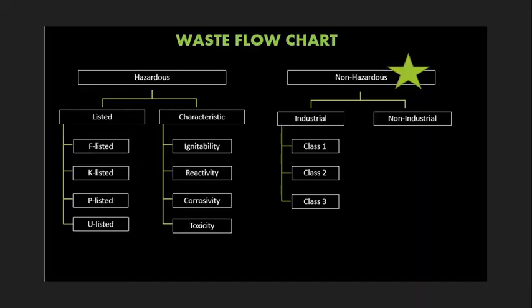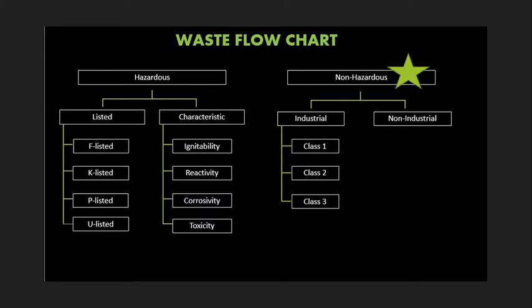Okay, so now we'll jump to non-hazardous waste, which is really the bulk of what we deal with. Like I said, Colorado does not have this breakdown of class 1, 2, and 3. In Colorado, it's either non-hazardous or hazardous. In Texas, for whatever reason, we've made up our own special rules, and we do break down waste into class 1, class 2, and class 3.